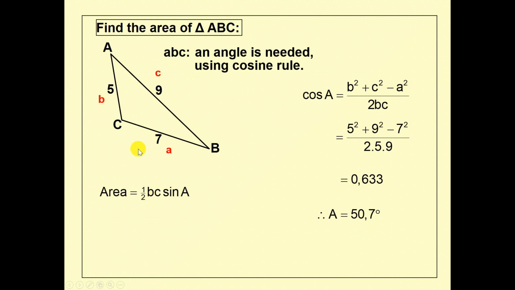Now that we found the angle A, we can use the area rule, which is half bc sine of angle A. Remember, our b is 5, c is 9, and we have our angle A, which is 50.7. We can substitute that in, and we get 17.4 units squared.